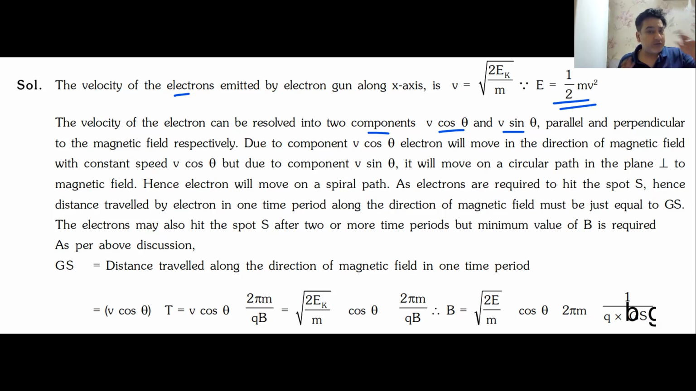Now this electron can hit either after one time period, or after two time periods, or after three time periods, but we want the minimum value of B. Minimum value of B will only be achieved when it hits in the first time period. Yes or no? The distance traveled along the axis will be v cos theta multiplied by T, and that is very simple. Yes or no? Okay, I think this question was taken from S.C. Verma. That is what I can recall.